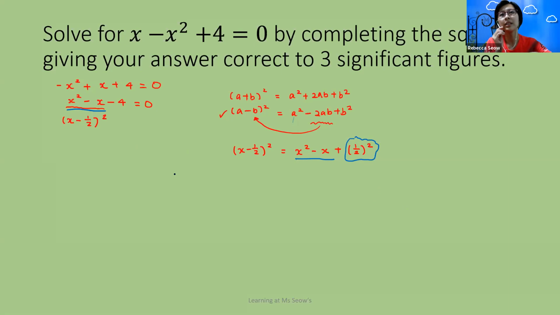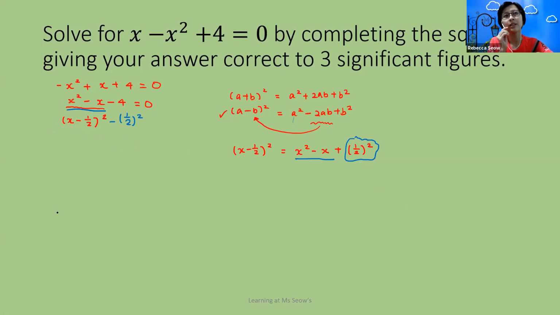So what do we need to do to this entire square term such that it gives us the same value as x squared minus x? Since we have inevitably created a third term, we have to subtract this third term that we have created.